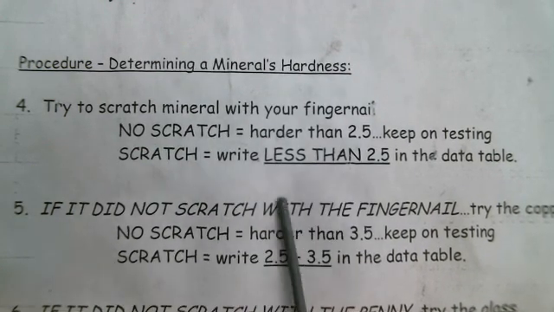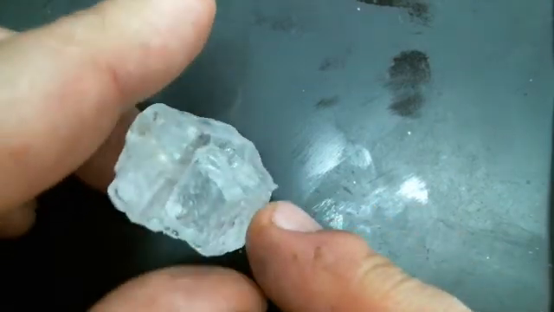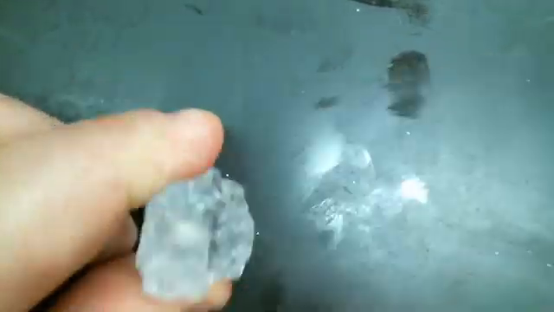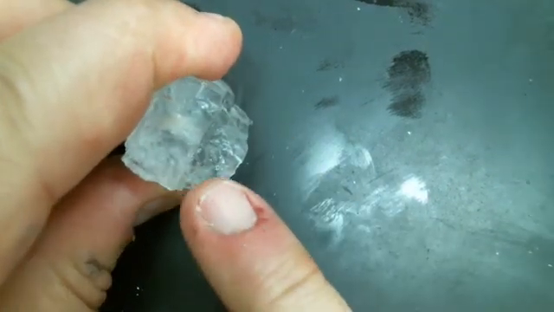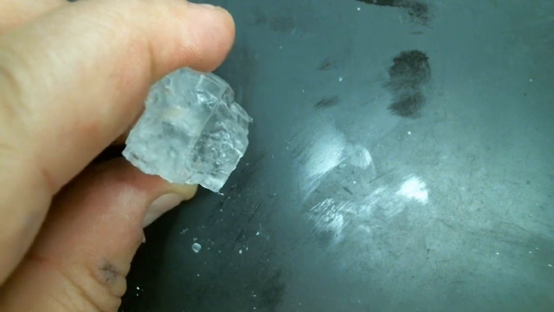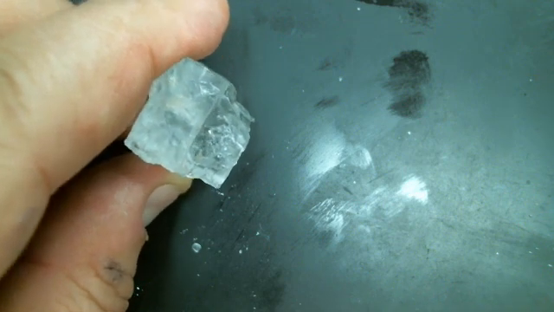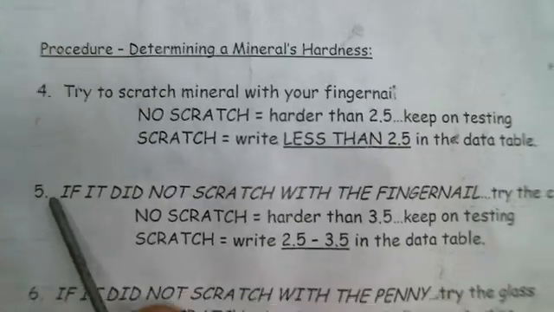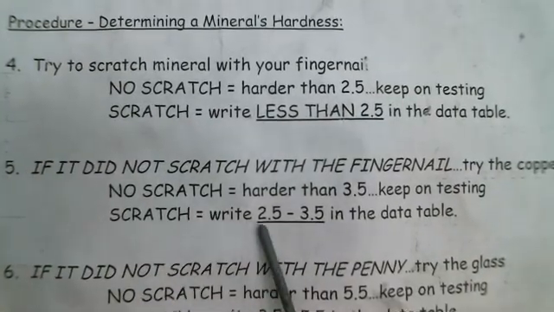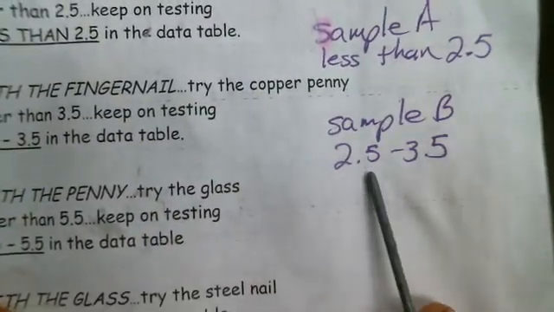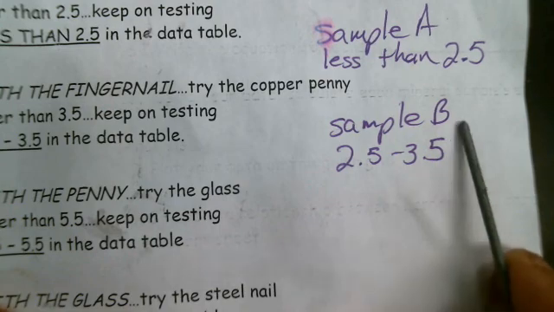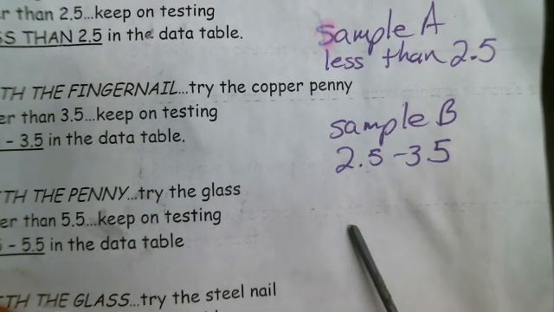So that means we're going to go down to the next step. If it did not scratch with a fingernail, try the copper penny. So here's a penny. I'm going to try to find a nice smooth spot on this mineral and then scratch it. And I can see that, yes, indeed, I did make a little scratch on the crystal here. So number 5, if it did scratch, write 2.5 to 3.5. So off to the side here, sample B, 2.5 to 3.5. We'll transfer this information to the data table later on.